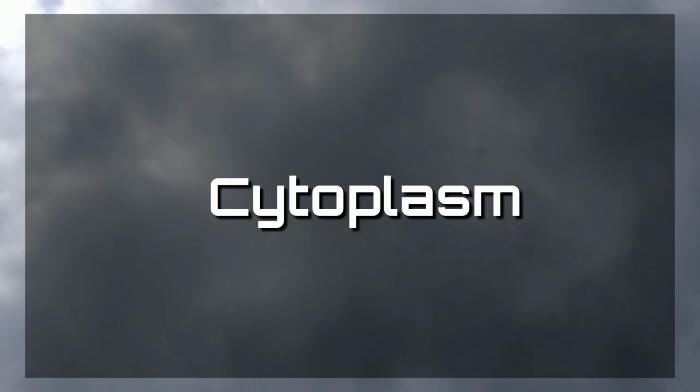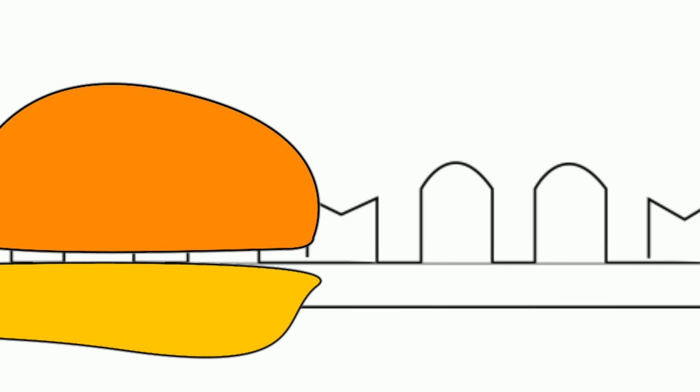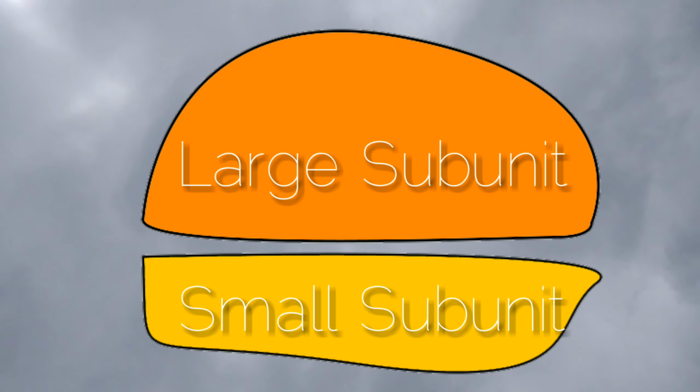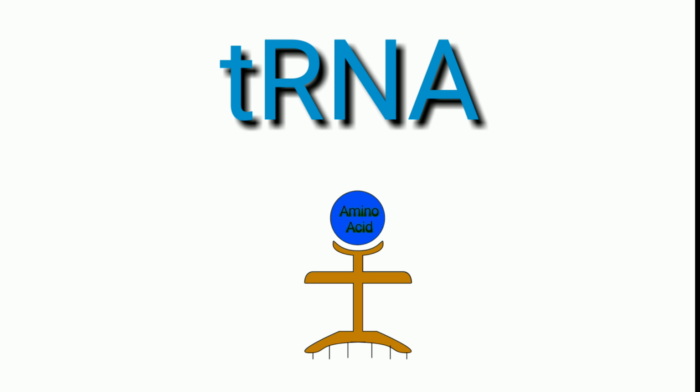Translation is conducted in the cytoplasm and occurs when mRNA is processed by a ribosome. Ribosomes can be broken down into a large subunit and a small subunit. Ribosomes are made out of ribosomal RNA, and they contain tRNA and amino acids that are ready to make proteins.